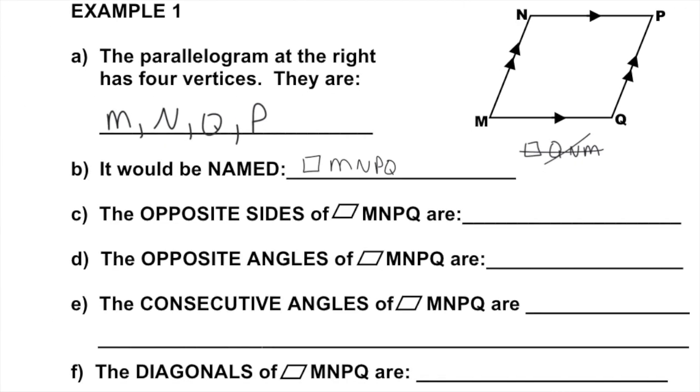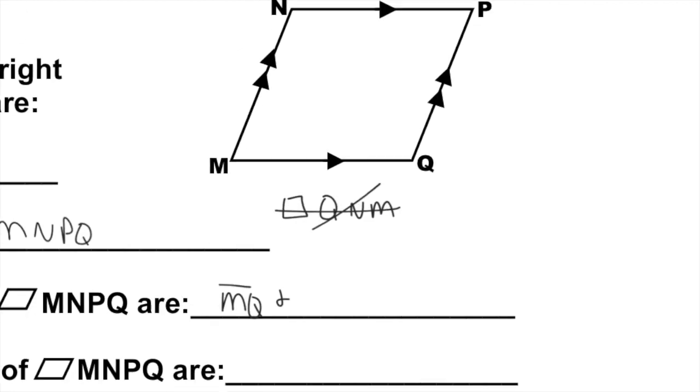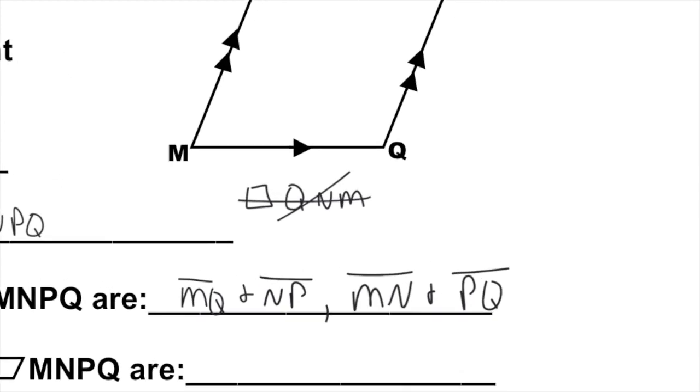Name opposite sides. Well, I have segment MQ, and that would be opposite segment NP. But we also have those two, the right and left side, so that'd be segment MN is opposite to segment PQ. So pretty easy stuff right there. Opposite angles, and this is going to be important in just a second. Angle N is opposite angle Q, and angle M is opposite angle P.